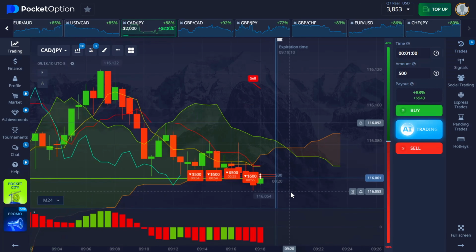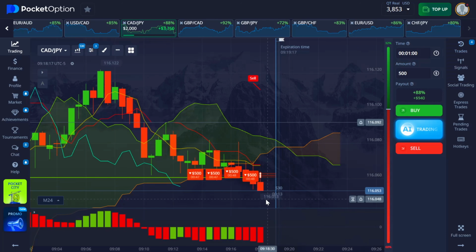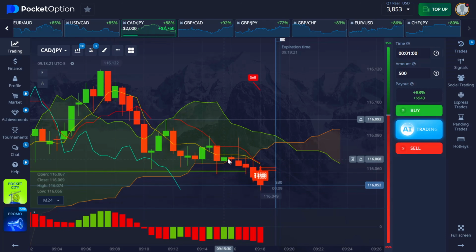All right, let me show you something important, and I'm going to tell you guys the reason why I took this trade. It's so fascinating when you see, right? Previously, I was here when the price broke the Ichimoku cloud.